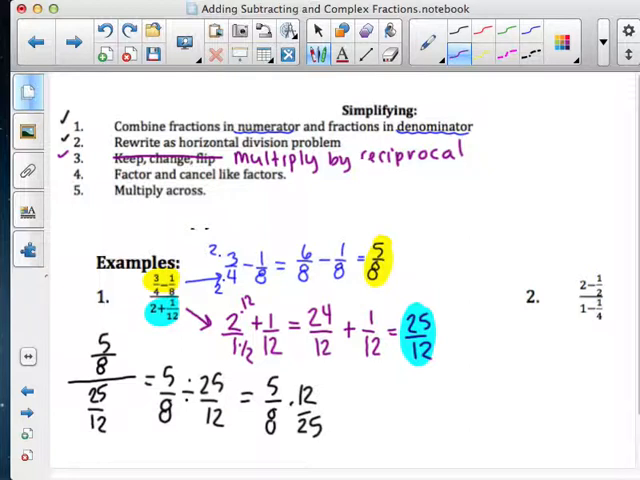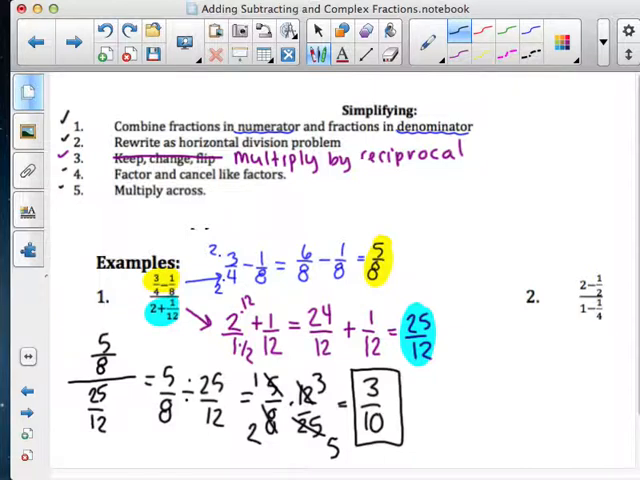And I'm going to simplify here. So I know that 5 and 25 can simplify, so that becomes a 1 and that becomes a 5. I know 12 and 8 simplify, so that becomes a 2 and that becomes a 3. So I end up with 3 over 10, multiplying straight across. And so that's that. So this is my final answer.